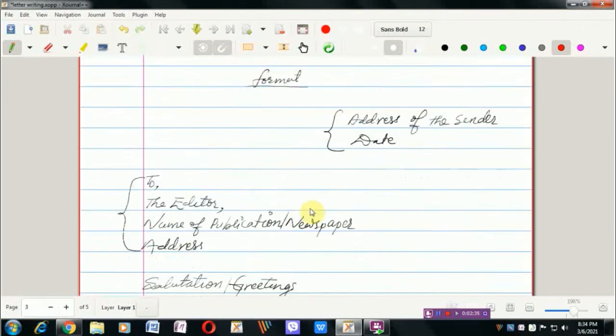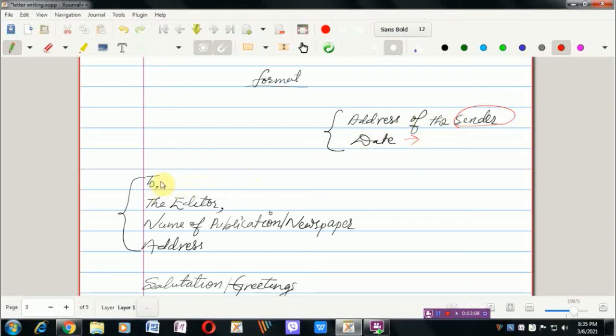So the format is: first, at the top right-hand corner, we have to write down the address of the sender, who is sending the letter. You have to write down his or her address in the beginning, at the top right corner of your page or letterhead. After that comes the date. First we write the address, then the date, in English format.